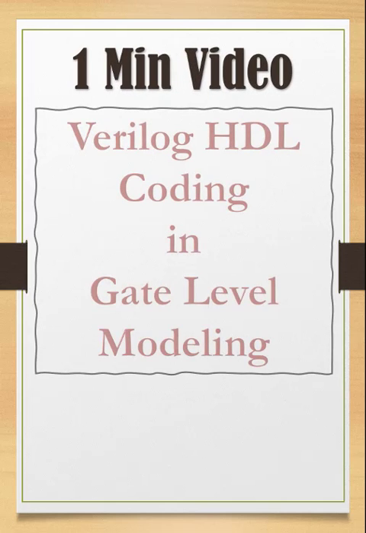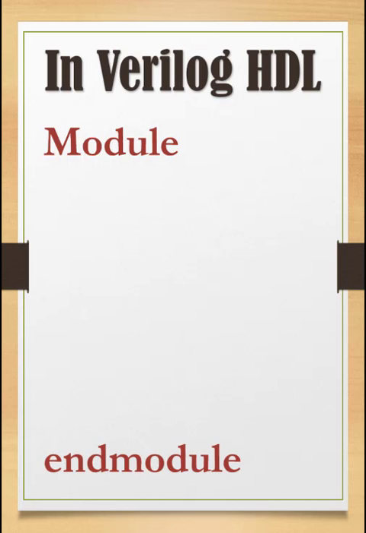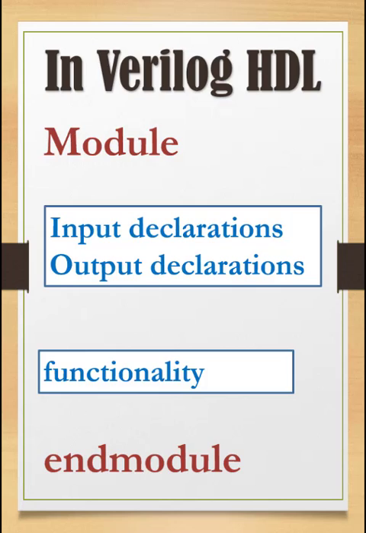Hi guys, in this 1 minute video I am going to explain Verilog coding in gate level module. Let us start. In Verilog, HDL programming starts with module and ends with end module. In the middle you have to declare inputs, outputs and functionality.